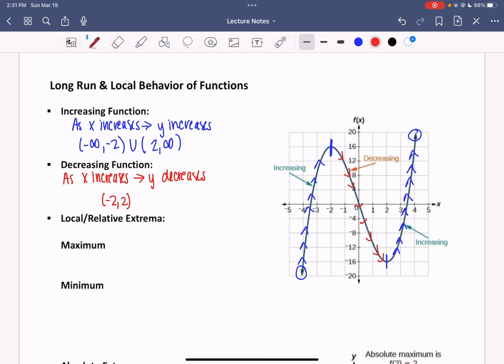We're always going to use parentheses, and also make note that in these intervals, these are x values that we are notating. Other things that we can pull from this: when you're looking at increasing, decreasing, let's just emphasize that these are going to be x values in interval notation.